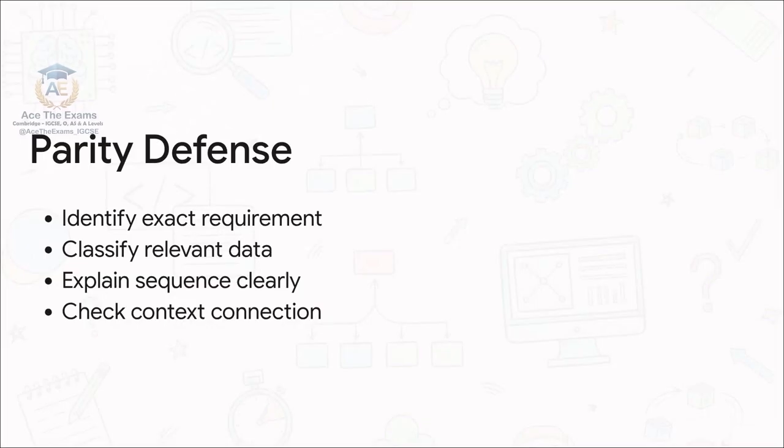I need you to take a mental screenshot of this checklist right now. Seriously, burn this into your memory. This pre-exam parity defense checklist is your ultimate survival plan for literally any communication and internet question. 1. Identify the exact requirement of the task. 2. Classify the relevant data or hardware. 3. Explain the process in a logical sequence. 4. Check your context connection. Did you actually mention the scenario in your final sentence? If you follow these 4 steps, those parity marks are fully secured.